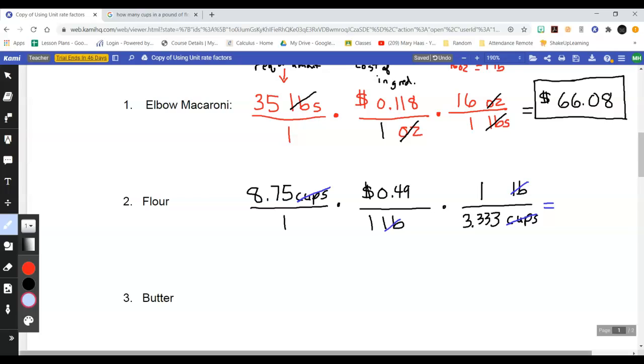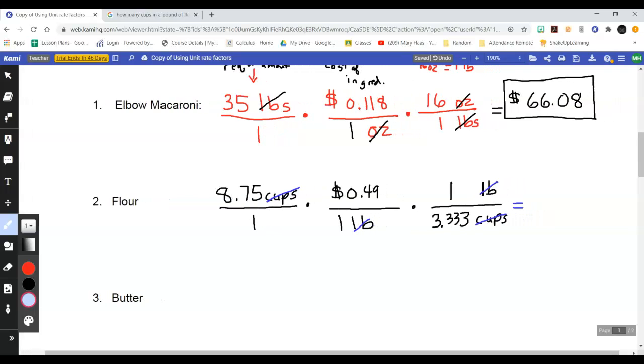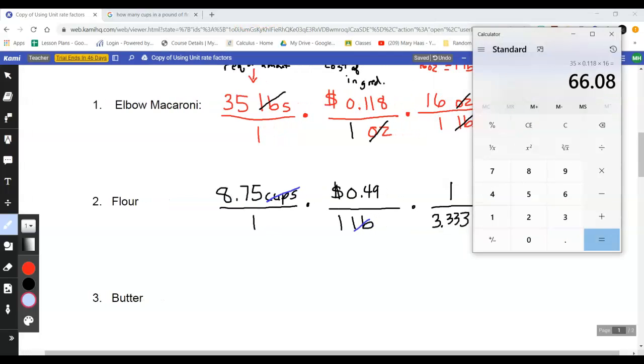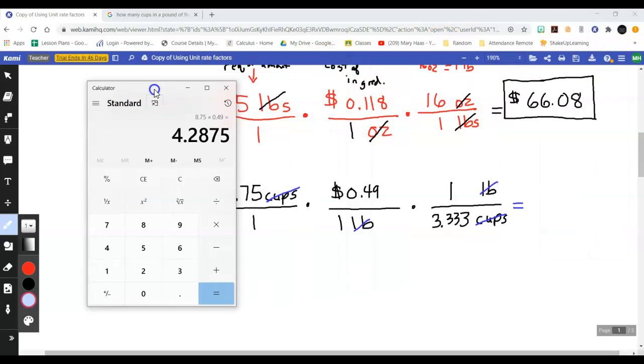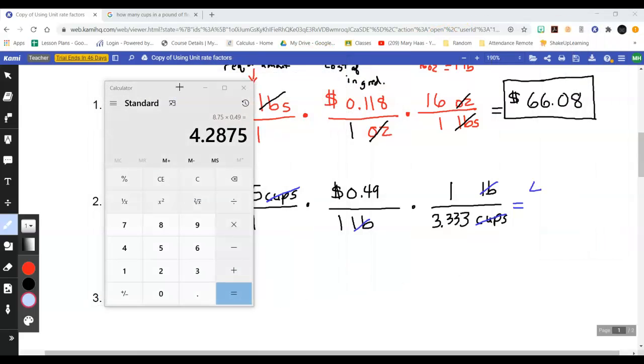And so this one will have maybe just one more step. So let's go ahead, I'll pull up a calculator. And so I have 8.75 times 0.49 equals 4.2875. Let me write that. 4.2875. And my units would still be dollars.